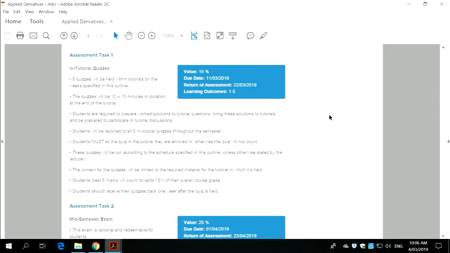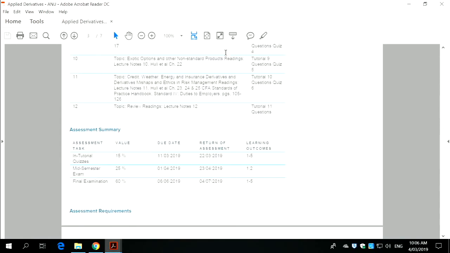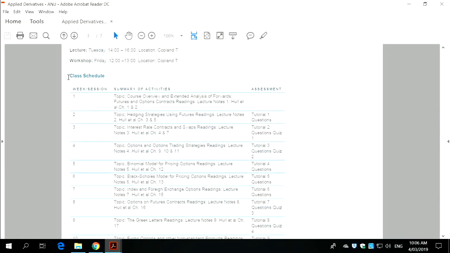First of all, you have 6 quizzes, right? Your best 5 quiz results will be counted, and that forms 15% of your overall assessment. That means each individual quiz only accounts for 3%. Your first quiz starts next week, week 3. It says so in your class schedule, so please take note of this.